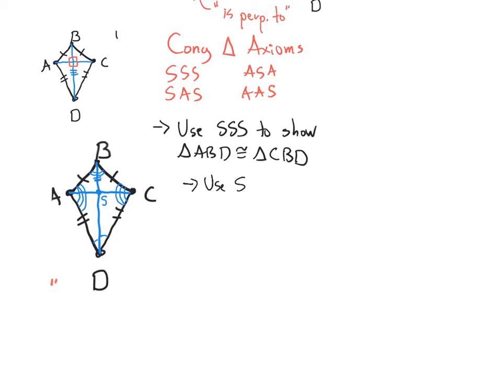So we're going to use side angle side to show that triangle ABS is congruent to triangle CBS. And we couldn't do that before because we didn't have any angle information. It's the fact that we noticed that the larger triangles on the left and right were congruent that lets us get some angle information to help us out.